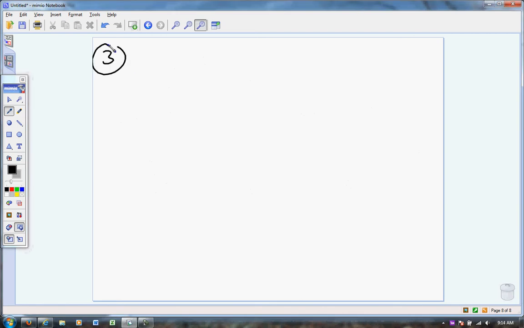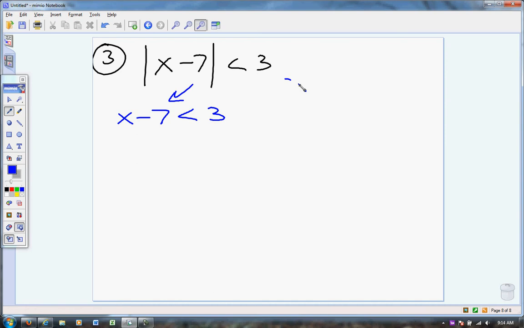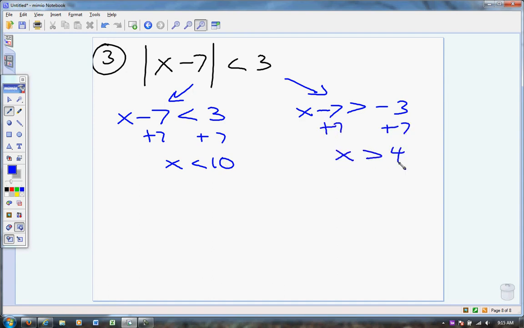Now, moving right along, the absolute value of x minus 7 is less than 3. Well, like I told you, we're going to set up two inequalities. We're going to set it up the way it is. X minus 7 is less than 3. And then we're going to set it up by flipping the inequality and making it greater than -3. Okay. So then we need to solve both. All right, so add 7, x is less than 10, add 7, x is greater than 4.